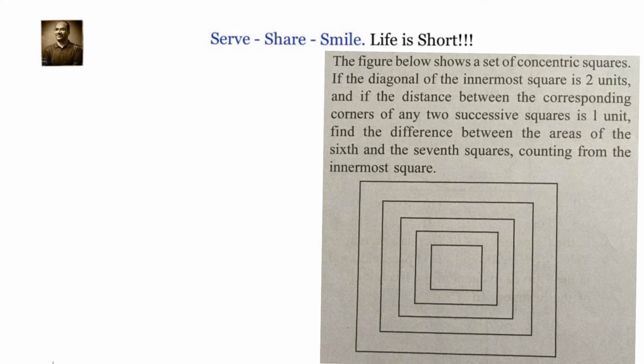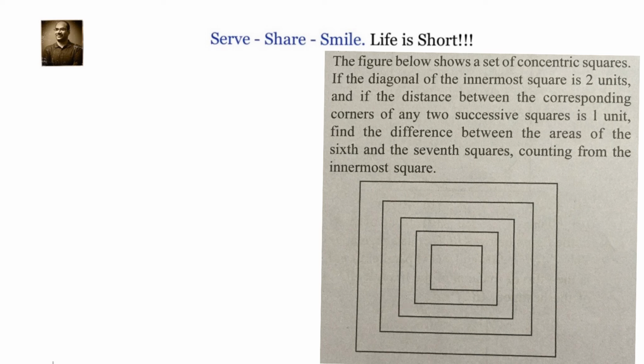If the diagonal of the innermost square is 2 units, and the distance between the corresponding corners of any two successive squares is 1 unit, we have to find the difference between the areas of the 6th and 7th squares counting from the innermost.